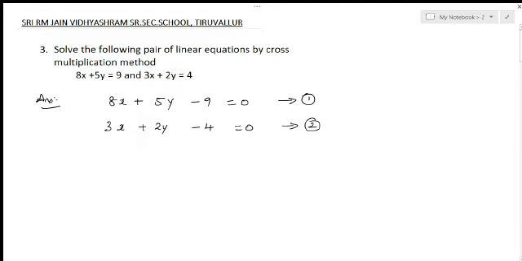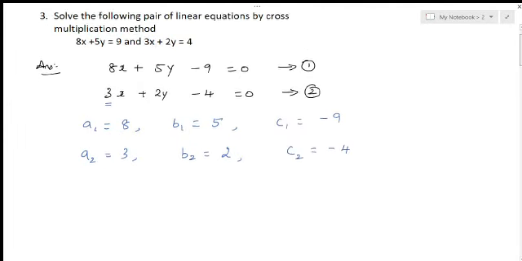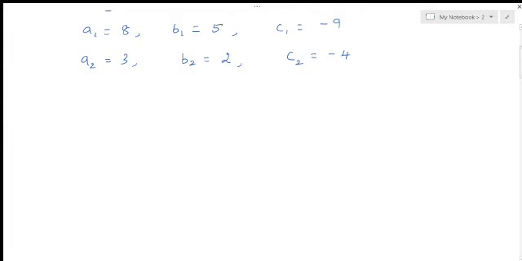Now find out what is a1. From the first equation I can tell that a1 equal to coefficient of x, 8, b1 equal to coefficient of y in first equation, that is 5. C1 is constant term in first equation, minus 9. A2 is coefficient of x in second equation, 3. B2 is coefficient of y in second equation, 2. C2 is the constant term in second equation, minus 4. They told us to solve it directly. So let us check what type of solution it gives and then let us solve the equation.